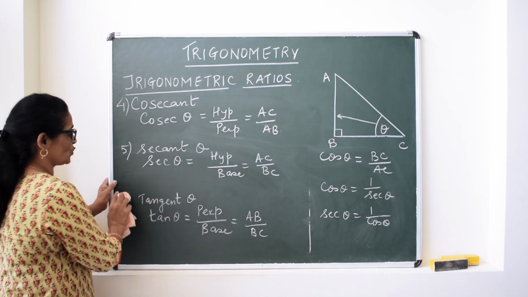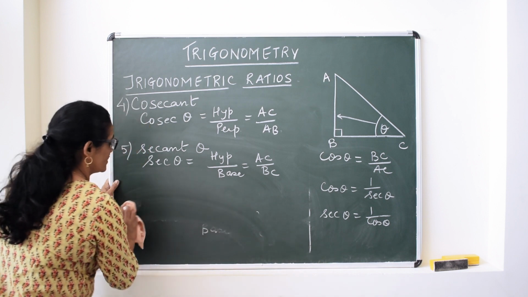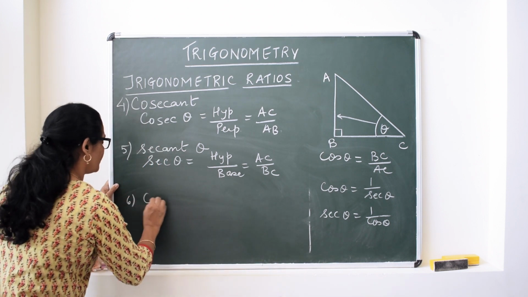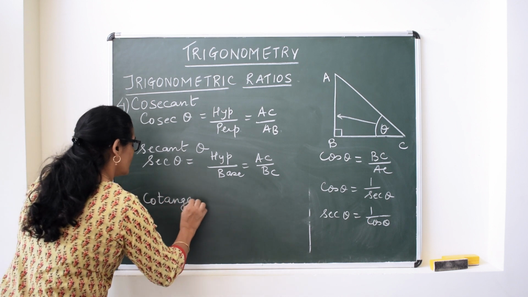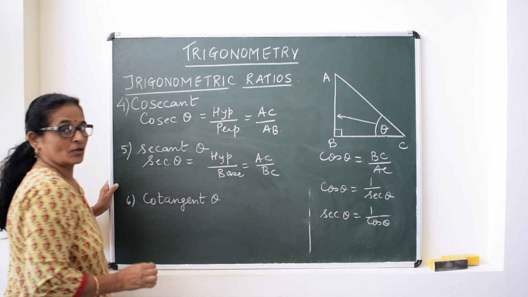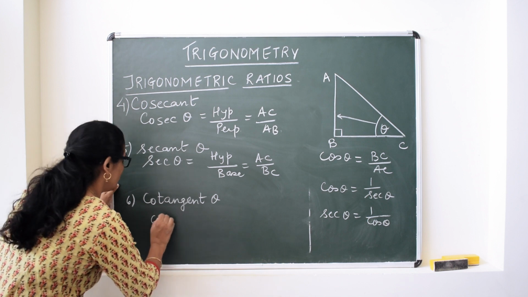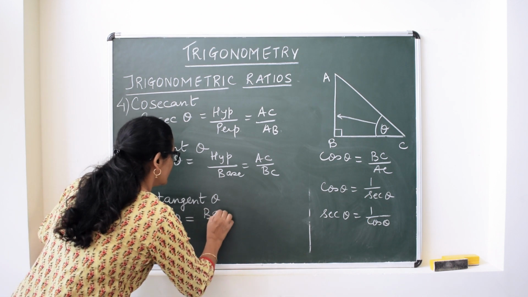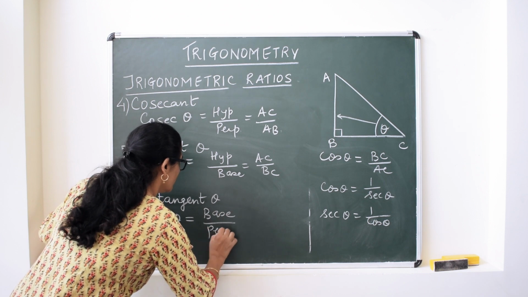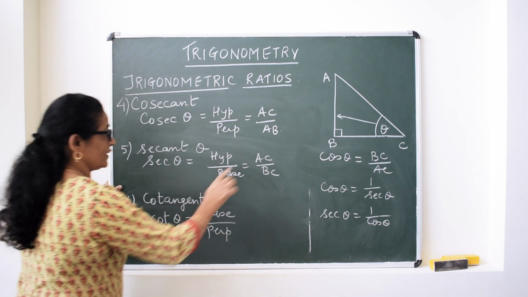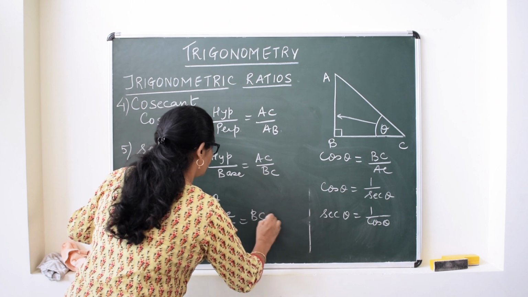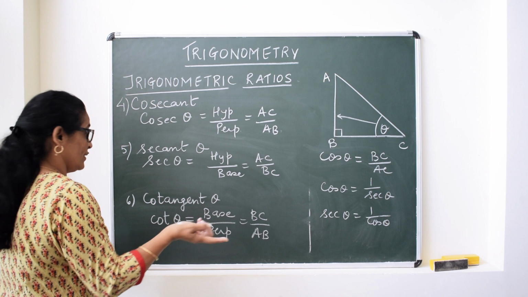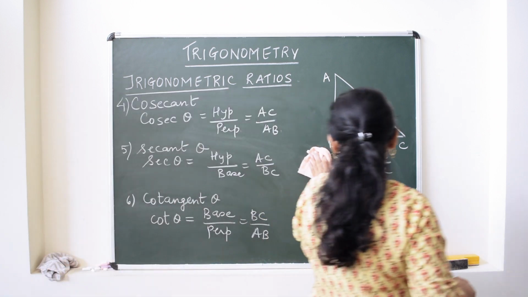And the last, sixth one is cotangent. We name it short form cot theta, and cot theta is base upon perpendicular. Base is BC, perpendicular is AB. We'll just revise back.